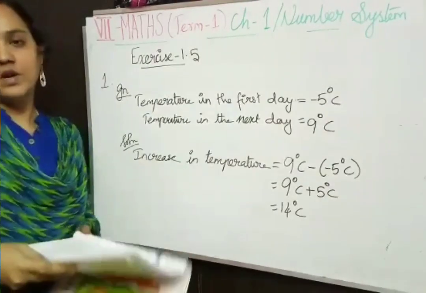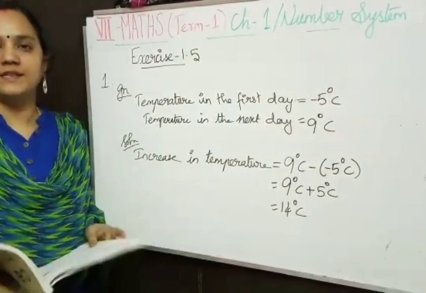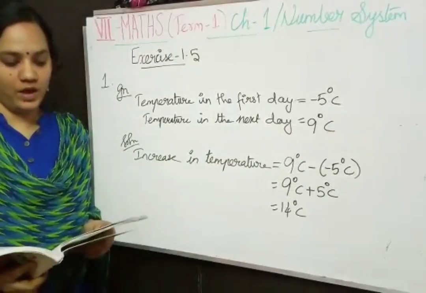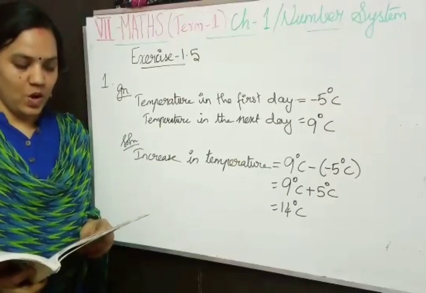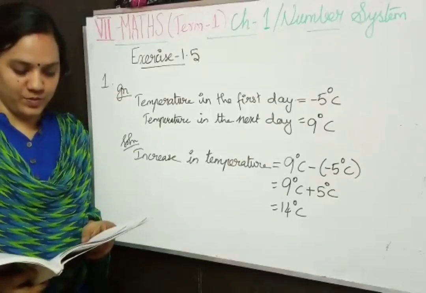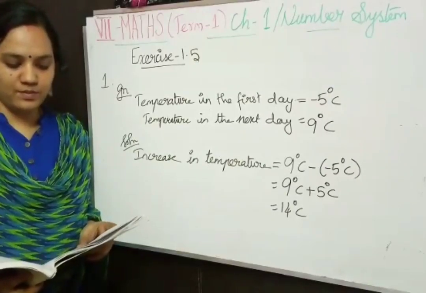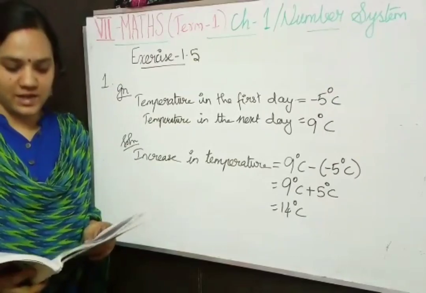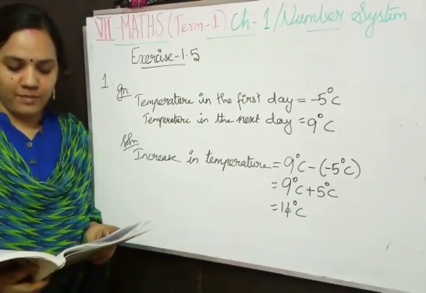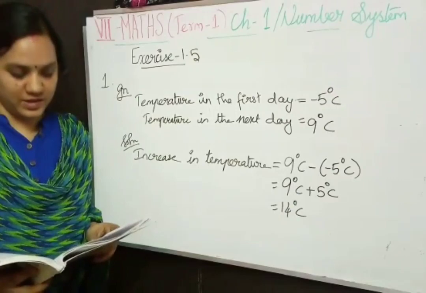Now we are going to see exercise 1.5. The first problem is: one night in Kashmir, the temperature is -5 degrees Celsius. Next day, the temperature is 9 degrees Celsius.